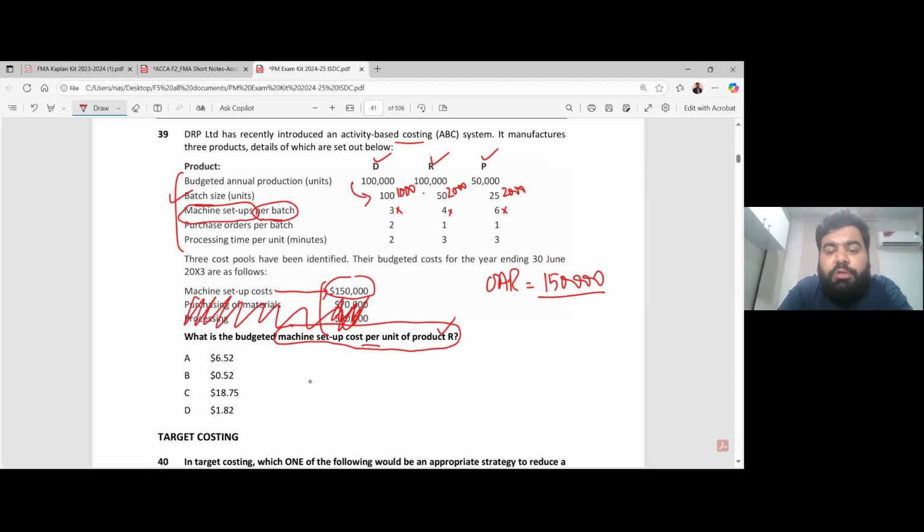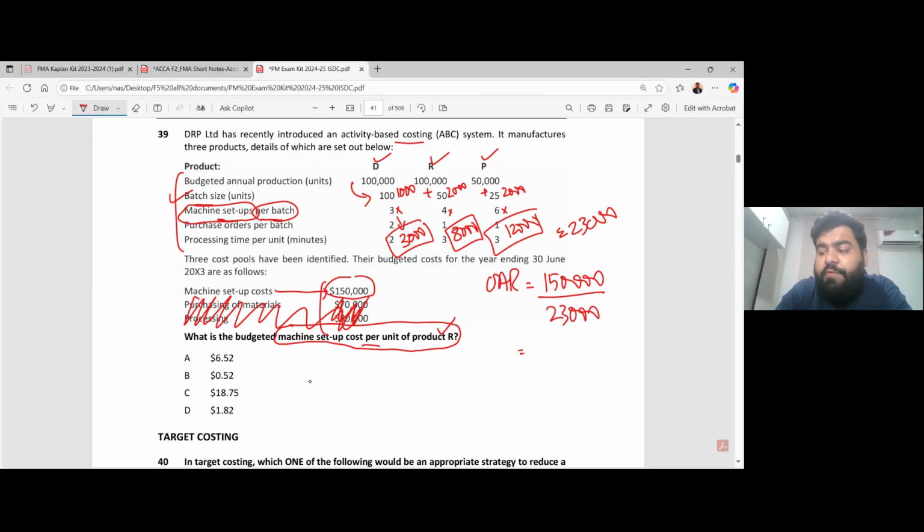We don't have to calculate the total batches. We have to multiply by machine setups per batch. So 1,000 batches into 3 gives 3,000 setups for D. 2,000 into 4, 8,000 machine setups for R. 2,000 into 6, 12,000 machine setups for P. So it is 12 plus 8 plus 3, 23,000 total machine setups.